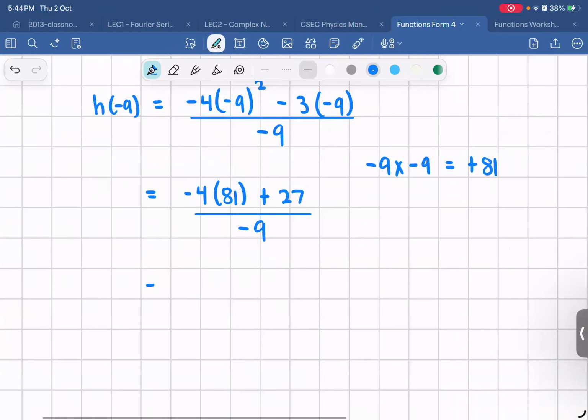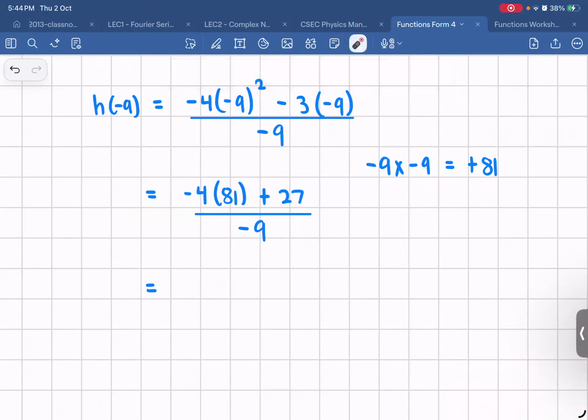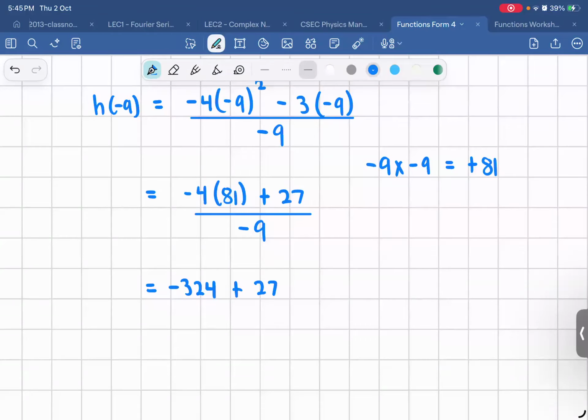So then we have -4 by positive 81. The final answer there is going to be positive or negative. Somebody tell me, if I have -4 by 81, the final answer, is it going to be positive or negative? Negative. Negative, right? And let me see if I can do some mental maths fast. So 4 by 81, that'll be 324. 324, right? -324. Right? And plus 27 all over -9.